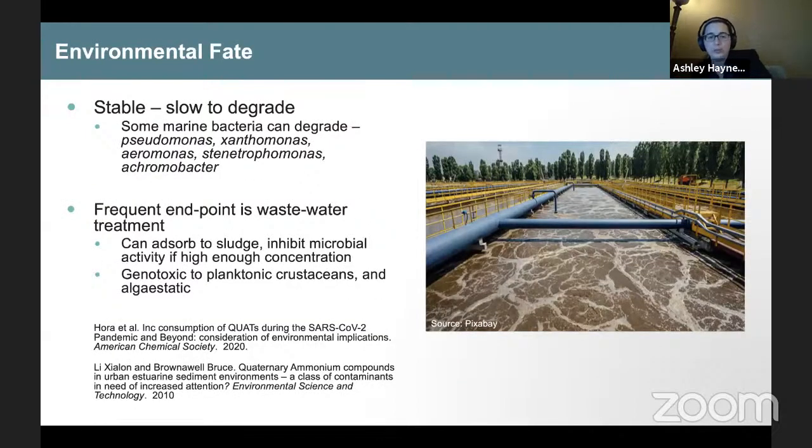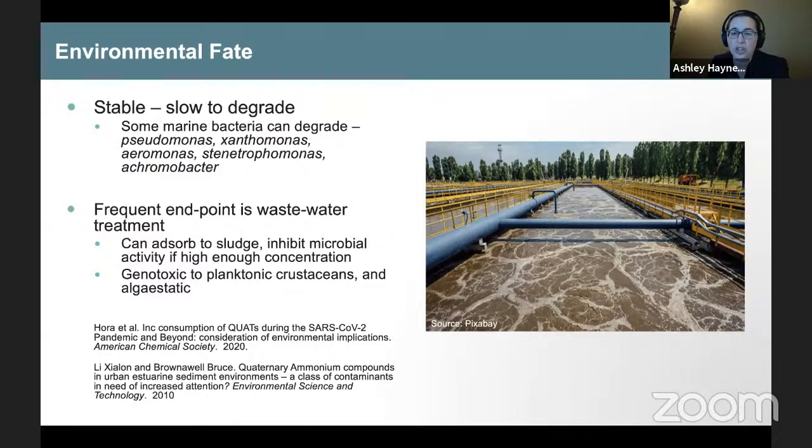And then there are some concerns about the environmental fate of these. They're stable, which we usually think of as a good thing, but in this setting, it means they're very slow to degrade. So they persist for 7 to 10 days in the environment. Some marine bacteria can degrade them, but not all. The frequent endpoint of these is wastewater. They get washed down drains, or washed off if you're washing something outside with them, and they end up in wastewater. They can stick to sludge and inhibit those microbes, the good bacteria in the sludge that are breaking down other stuff. So it can disrupt wastewater processes.